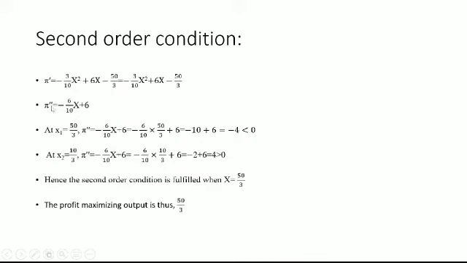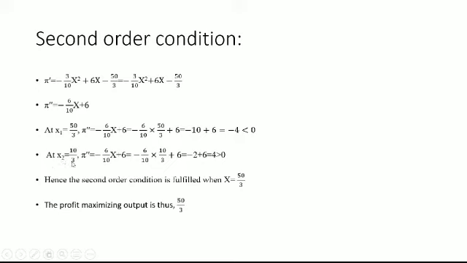Now, take the derivative with respect to x again. You are left with 2 3s are 6, minus 6 by 10x plus 6. Okay. When x equal to 50 by 3, you'll find that pi double prime equal to minus 6 by 10 into 50 by 3 plus 6. So you are left with minus 10 plus 6 equal to minus 4, which is less than 0.